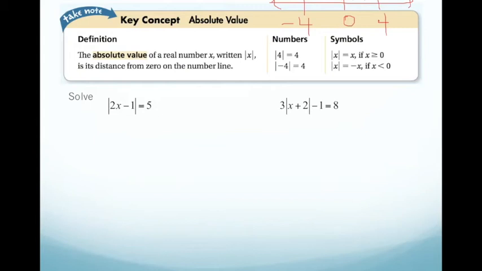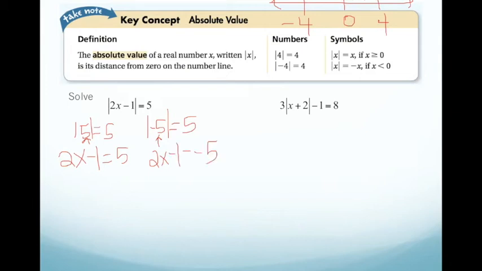So let's take a look at this first example to solve. In this example, we have the absolute value of 2x minus 1 equals 5. So the absolute value of something equals 5. Well, what could that something be? I know that the absolute value of 5 is 5, and I also know that the absolute value of -5 is 5. Therefore, we can say that 2x minus 1 could be 5, because the inside of the absolute value could be 5, or the inside of the absolute value could be -5. So 2x minus 1 could also be -5.